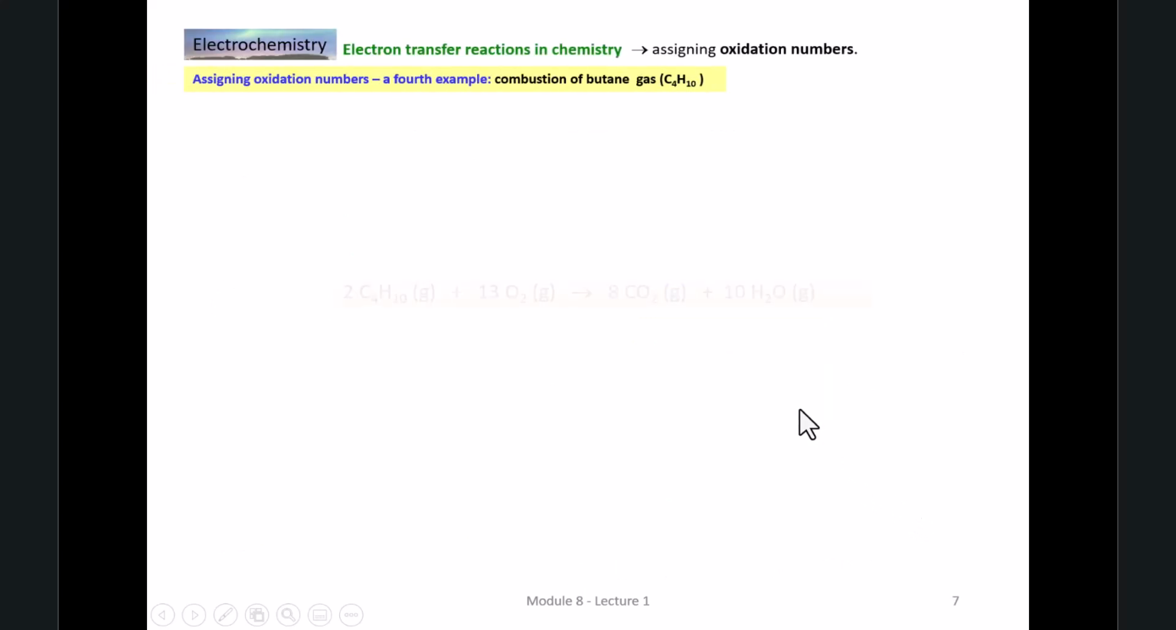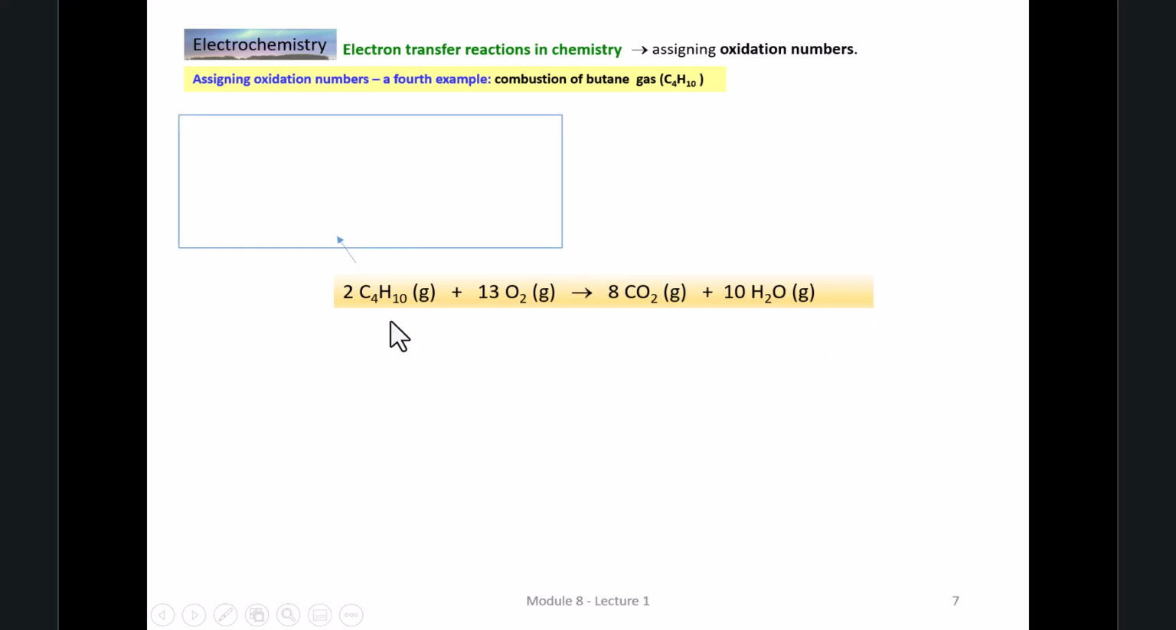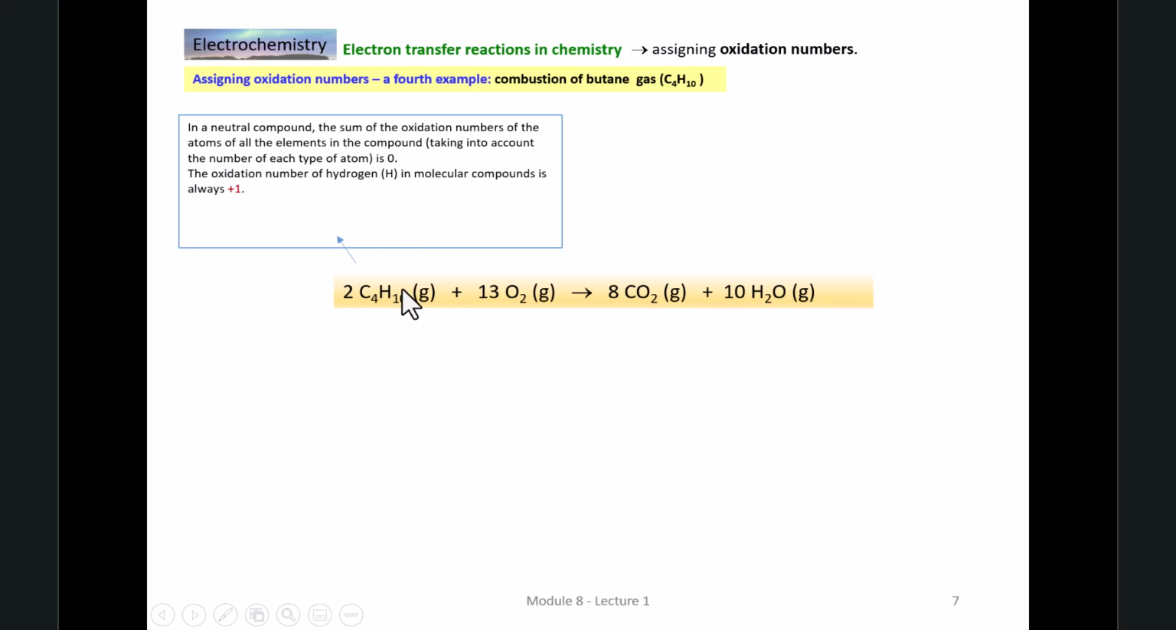And let's try a fourth example. This is the combustion of butane gas. Combustion would be reaction with oxygen. This is the balanced equation. Let's take a look at the assignment of oxidation numbers here. Well, in butane we have carbon and we have hydrogen. We know that the oxidation numbers all have to add up to 0 because this is a neutral compound. We can go right to hydrogen to assign that first because the guidelines say the oxidation number of hydrogen in molecular compounds is always +1.